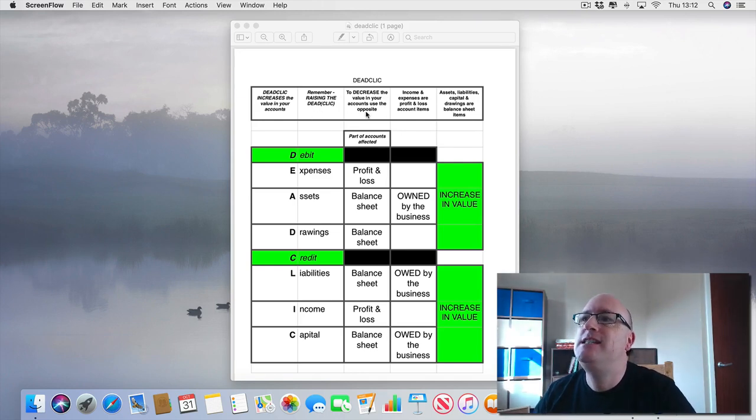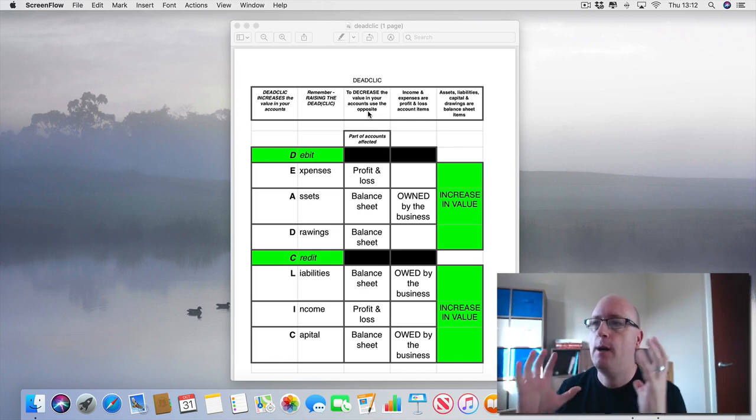And as you can see here, to decrease the value in your accounts, you use the opposite of DEADCLIC. But as I say, for each of the transactions that we work through in the next section, I will apply DEADCLIC to each of those transactions just to prove that it does work.